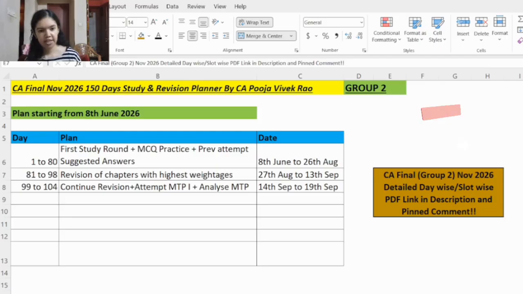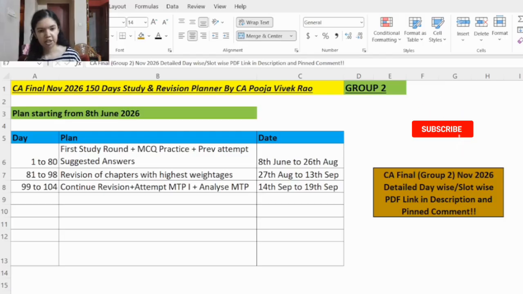And also there are dedicated MCQ practice slots to improve speed and accuracy. Previously I have made a video as to which are different sources from where you can practice the MCQs. So I will add that video to the end screen. You can watch that. Out of that, one of the most important sources is the case scenario booklet. Please go through that.